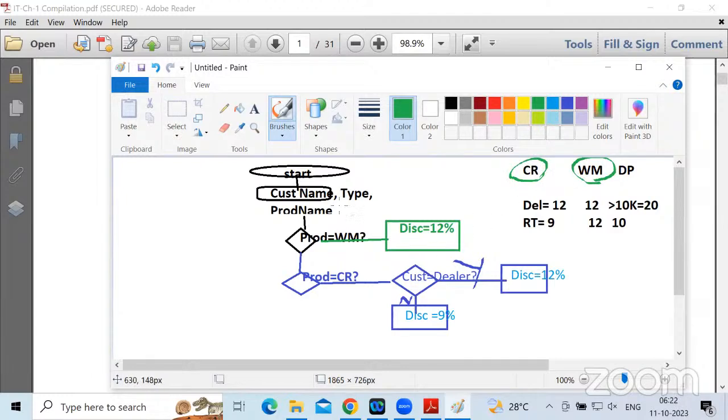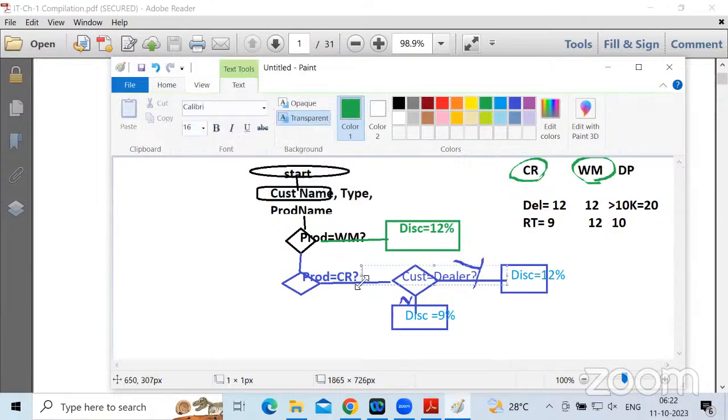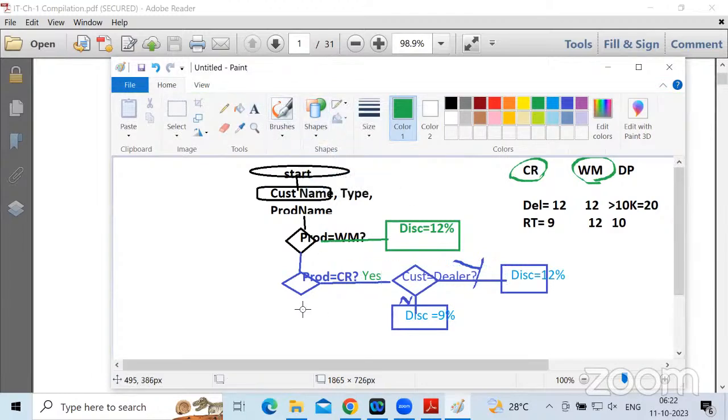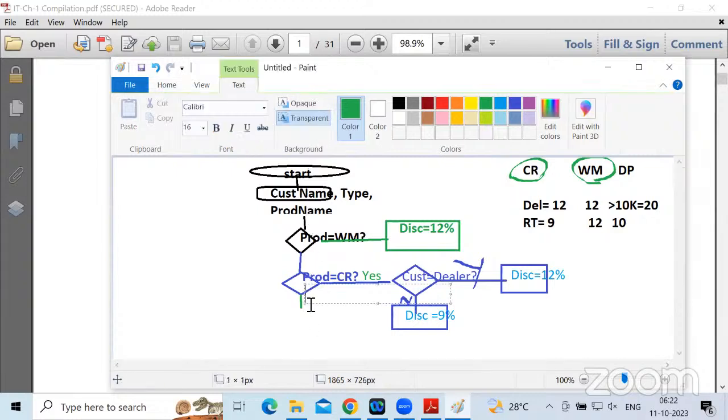Decorative product. So you can ask the question here again, or you can directly link. If the product is equal to, so this is cooking range. If you say yes, these are all the operations. If you say no, automatically it indicates what? Only one item which is left out. Therefore, if it is no, automatically it is decorative product.